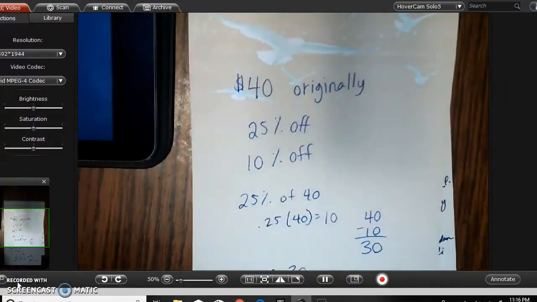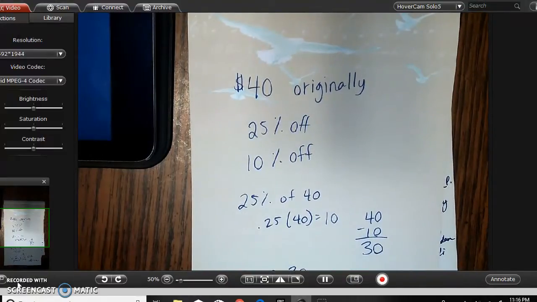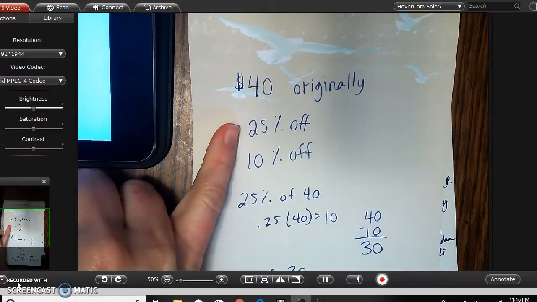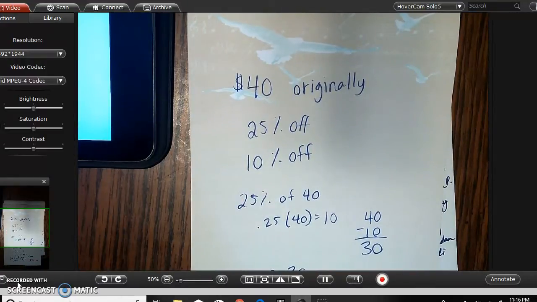All right, so we had Lily buying some jeans, and they were originally $40. She had 2 different coupons. She had 25% off coupon from the store, and then she had another 10% off for being a valued customer. So her original $40 jeans, she got to take 25% off with her first coupon, and then she moved down and took another 10% off.